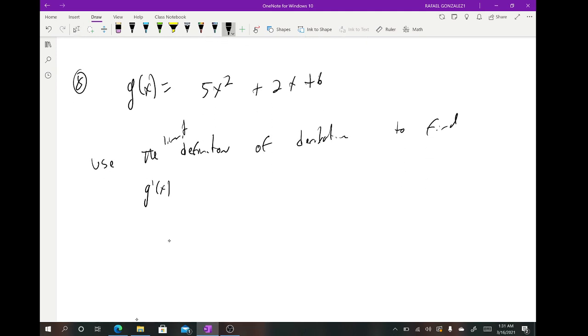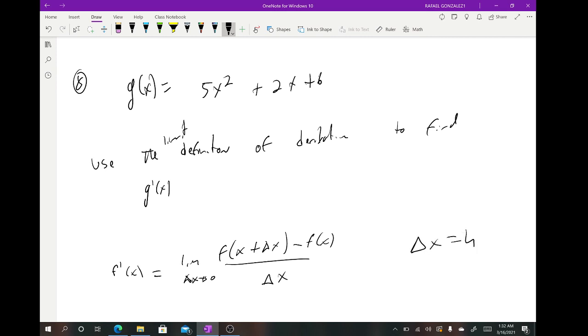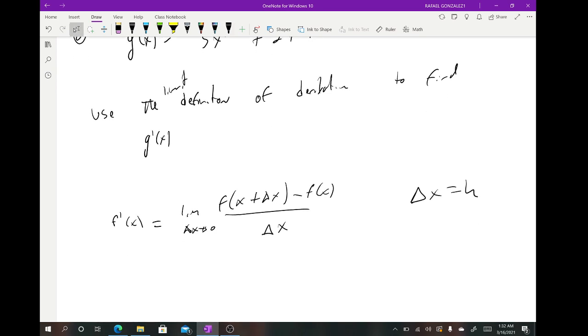Well, we have the definition of the derivative: f prime of x is equal to the limit as delta x goes to 0 of f of x plus delta x minus f of x, divided by delta x. So that was the definition of the derivative of function f. You could use the substitution delta x equals h. It makes your notation cleaner.